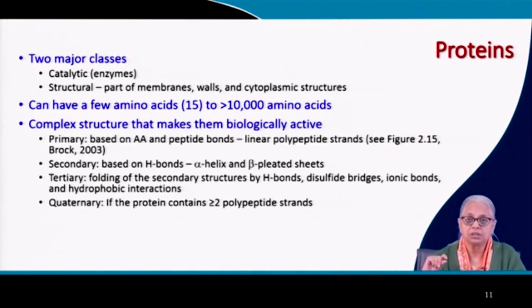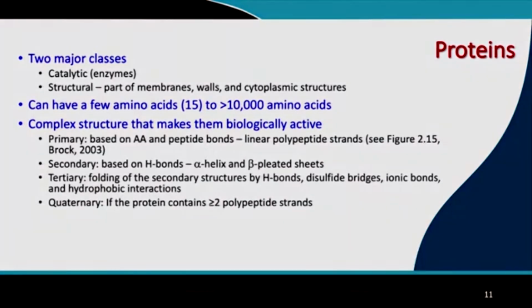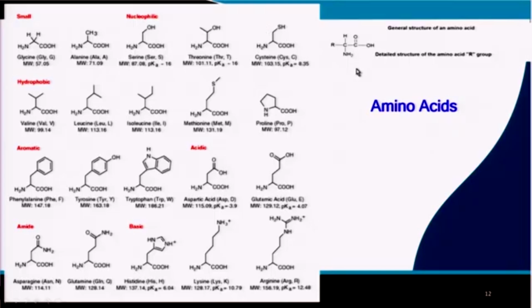So I've already mentioned that the primary polypeptide strand is based on amino acids and peptide bonds. You can refer to the textbook for more details and more graphics. So what we have here is the general structure of the amino acid at the upper right corner. So this is a simple structure where you have two carbon atoms, or you can say one carboxyl group and one amine attached to a single carbon. And on the left hand side of the structure you see R.